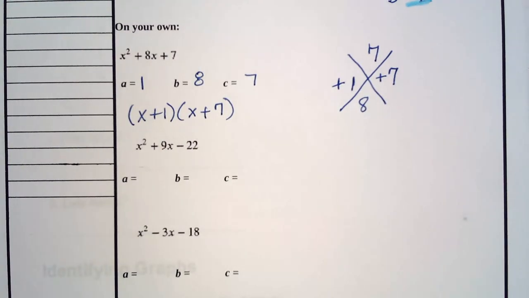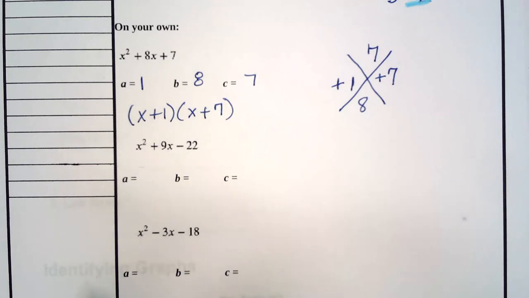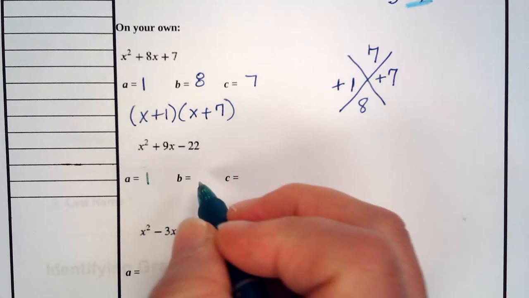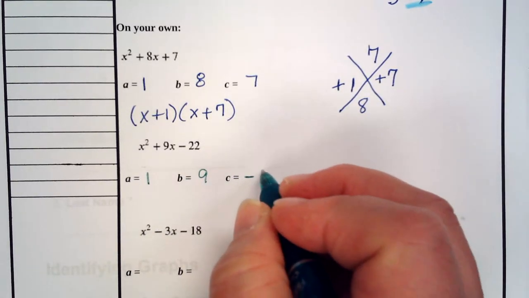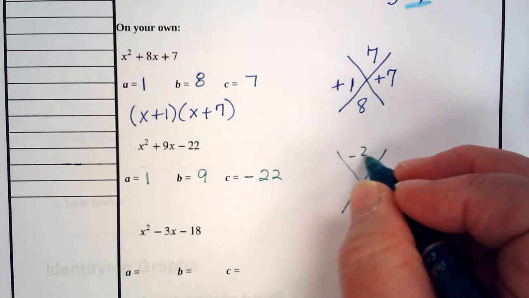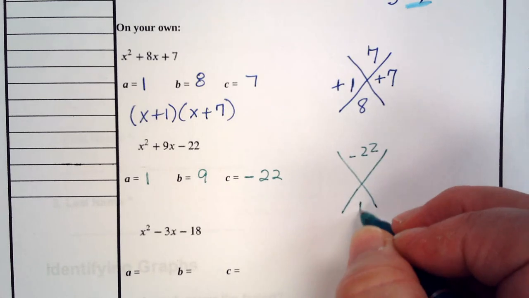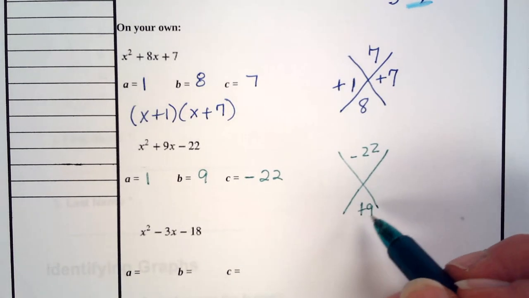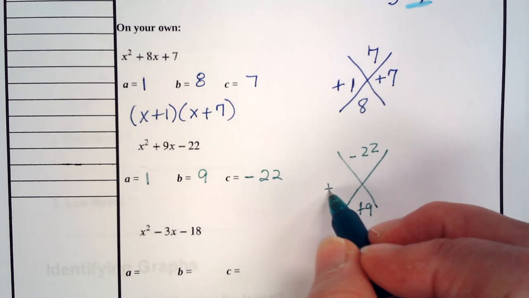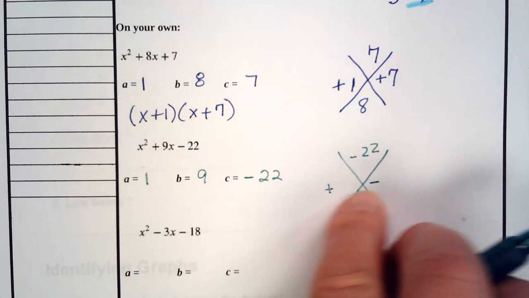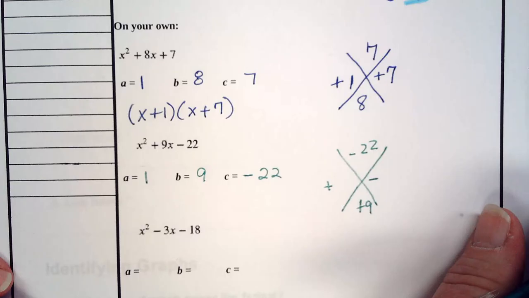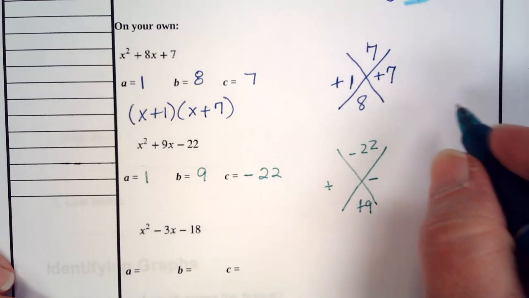For the next one, what is A? What's B? What's C? A is 1 because it's not there, so it's understood to be 1. B is 9, and C is -22. Okay, I'm multiplying and I get a negative number. I know one must be positive, one must be negative. When these are opposite signs, then I'm looking for my difference. On the factors, I'm looking for the difference.